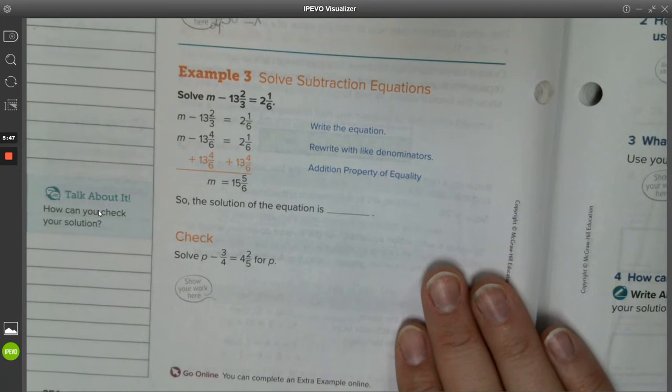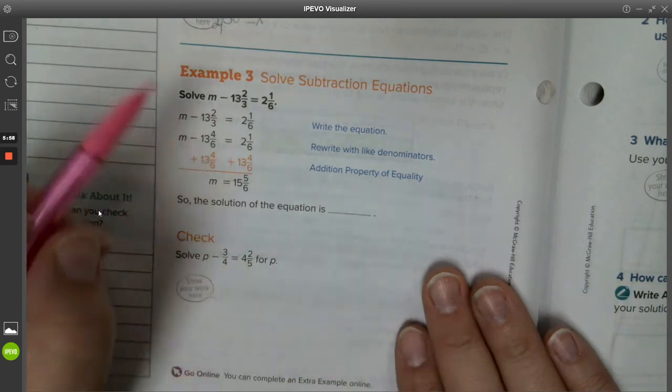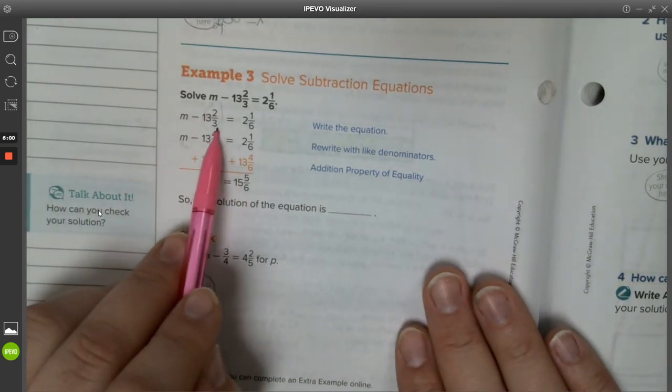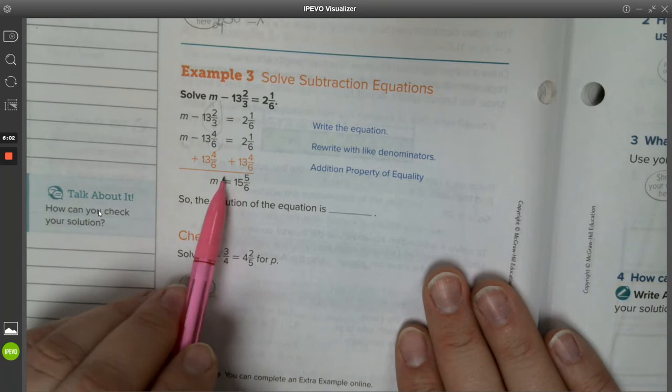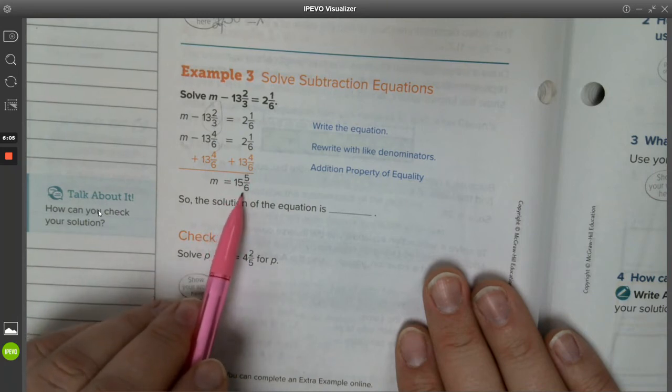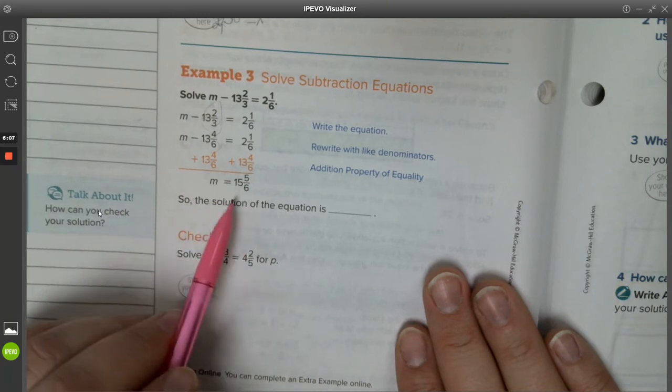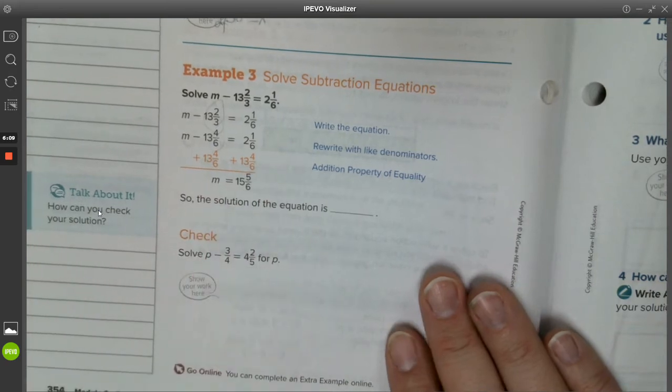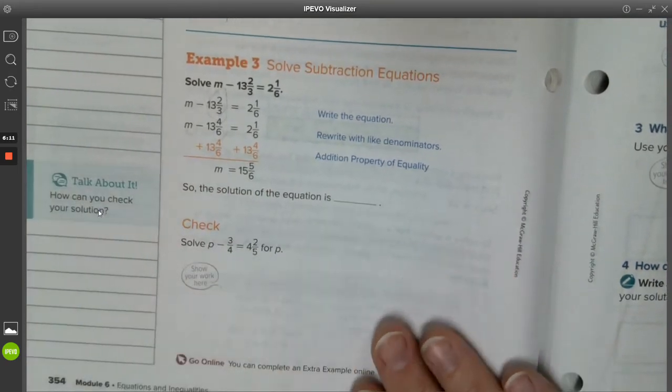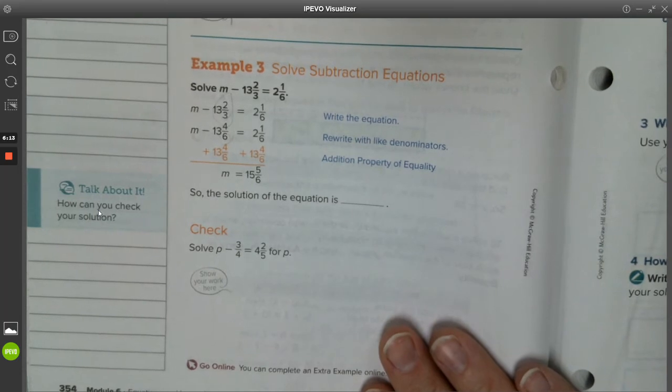We're subtracting once again. This time we have some mixed numbers with unlike denominators. Remember, whenever we're adding or subtracting fractions, we need to have like denominators. So you're going to change this 2/3 into 4/6. Then we add 13 and 4/6 to both sides, and you would get 15 and 5/6 equals m. Go ahead, pause here, try your check.